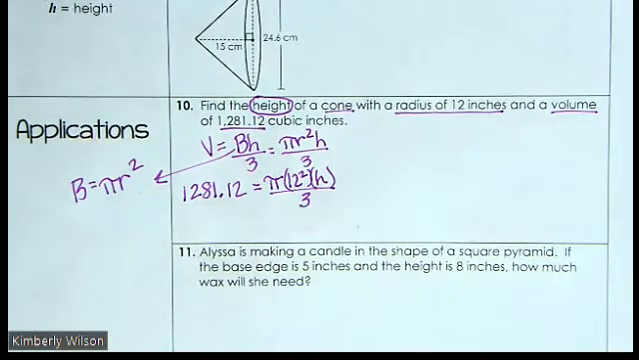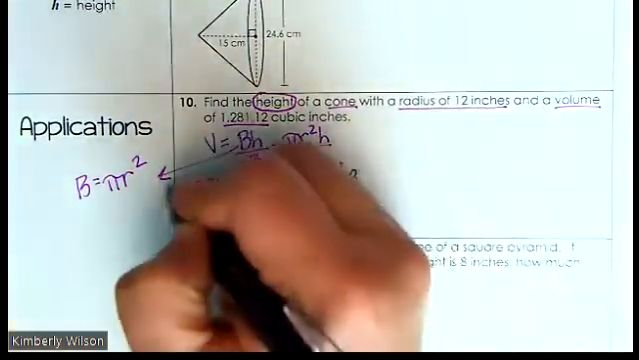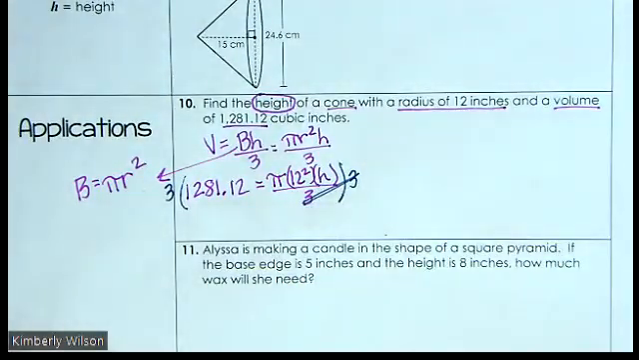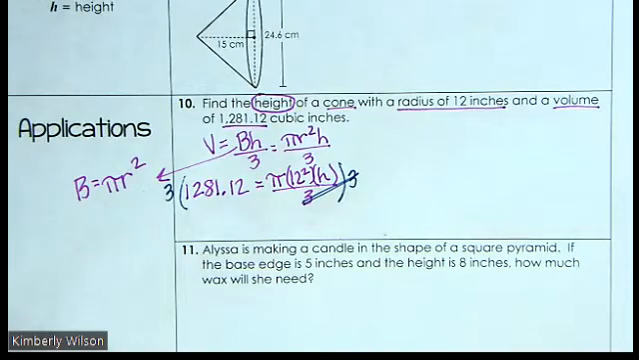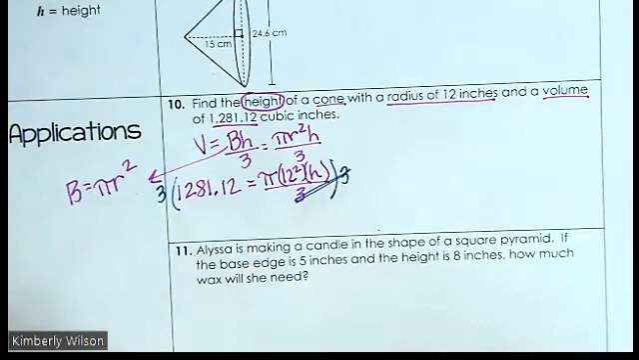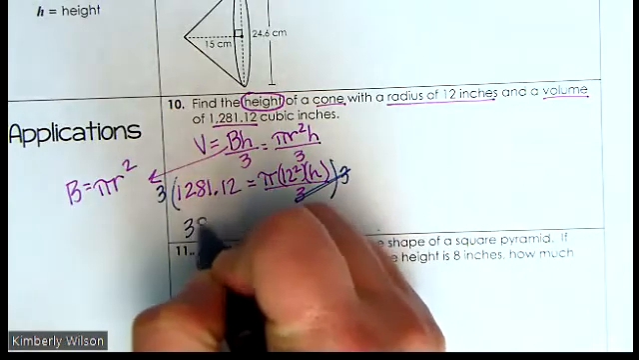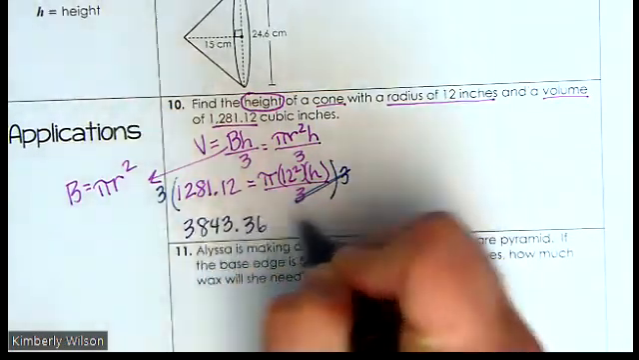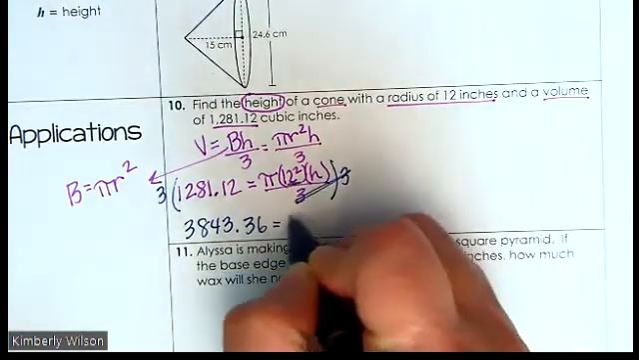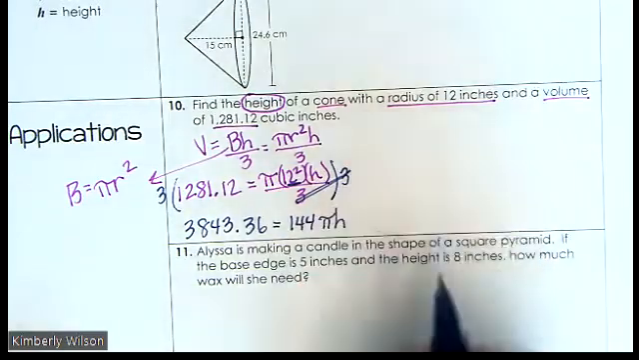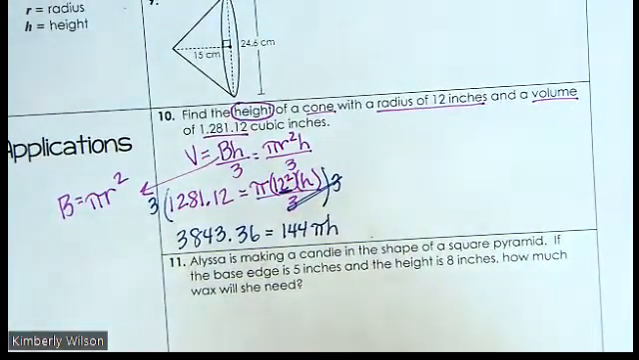Okay, now I'm going to start switching colors a little bit here to help. So first things first, I want to get rid of the fraction. So I'm going to multiply both sides by 3 to get this denominator to cancel. So I have 1281.12 times 3, which is going to give me 3843.36 equals, and at the same time I can do the 12 squared, so that's going to give me 144 pi h. Okay, now this is not the only way to work the problem. I want you to make sure that you understand that.